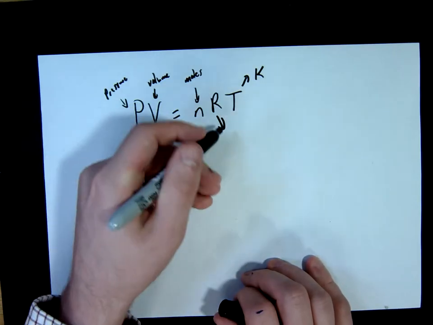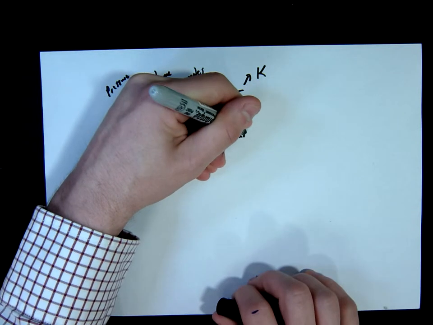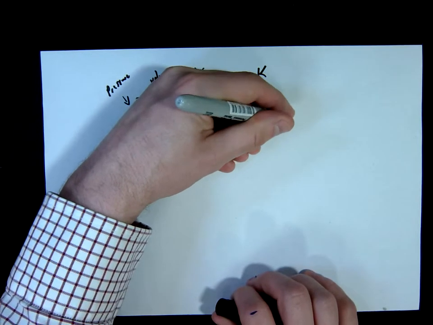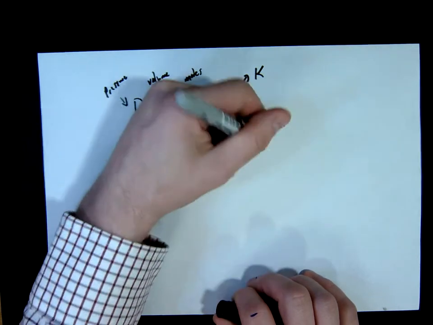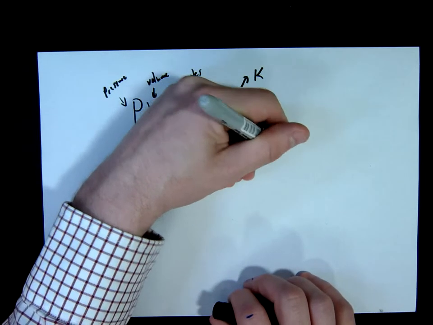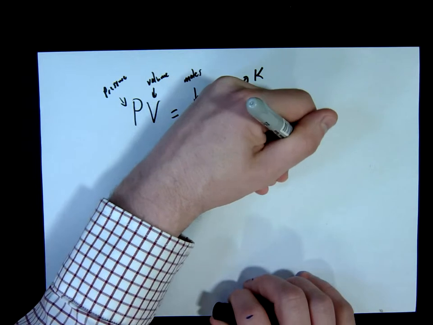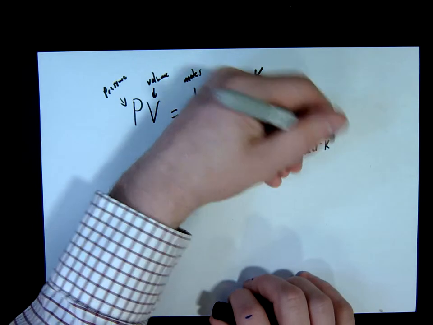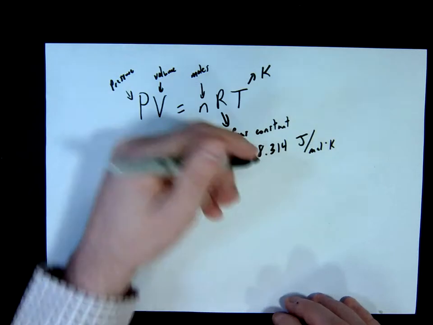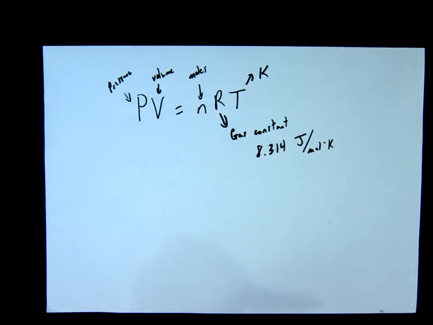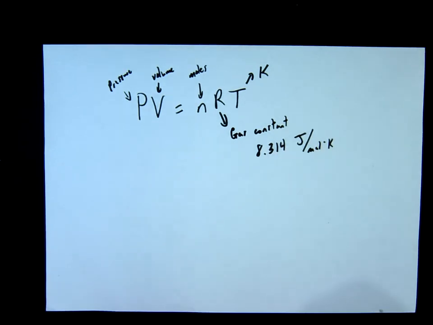And this little guy here, big R, is called the gas constant. For you, it'll be 8.314 joules per mole per Kelvin. You may know this as a different constant, but for us, we'll have to know 8.314 because we're always going to be dealing with SI units. This has some interesting ramifications.